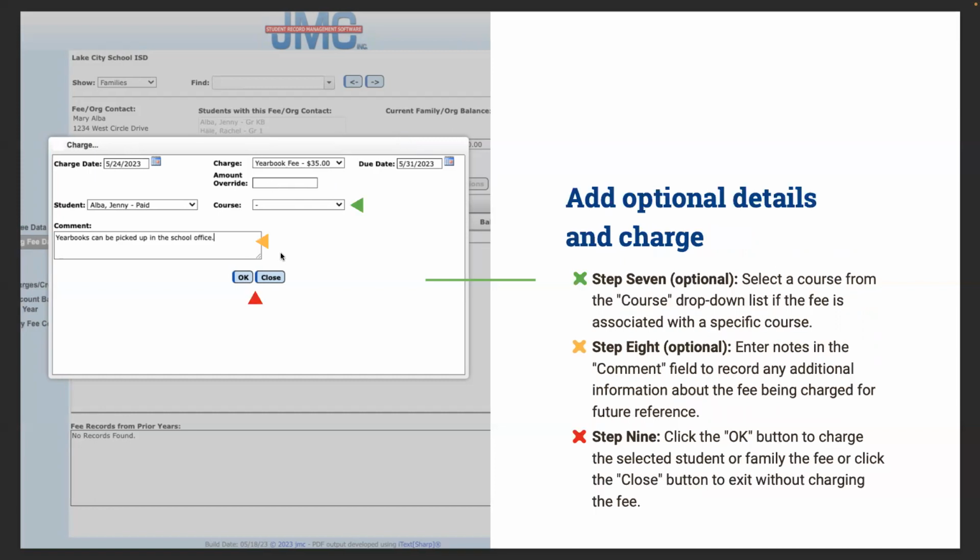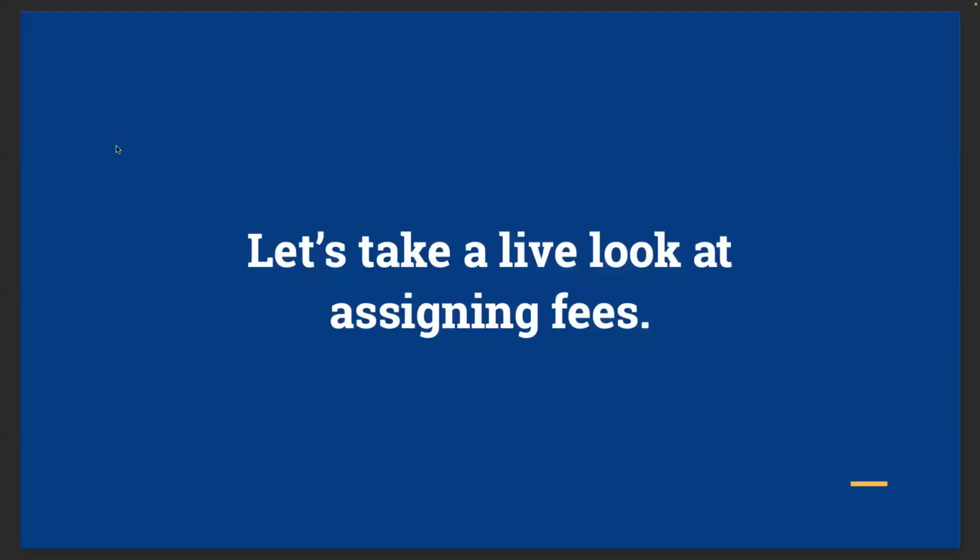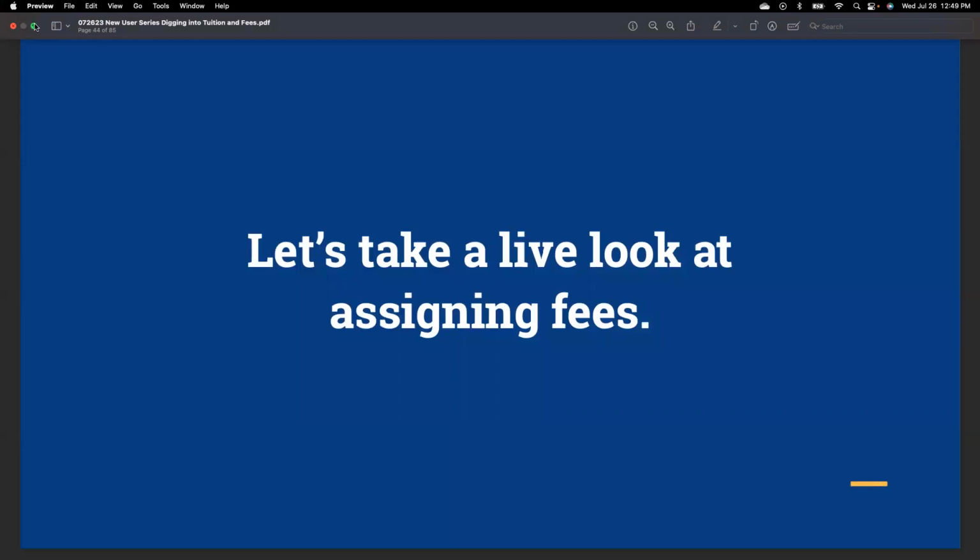Step 7, select a course from the course drop-down list if necessary. Step 8, you can put any comments in here that you might want to add, and that would show up on a parent statement as well. Step 9, click the OK button to charge a selected student or family the fee, or click the close button to exit without charging the fee. We can take a live look at assigning fees.